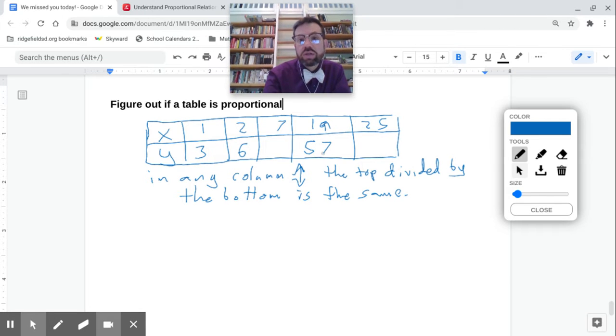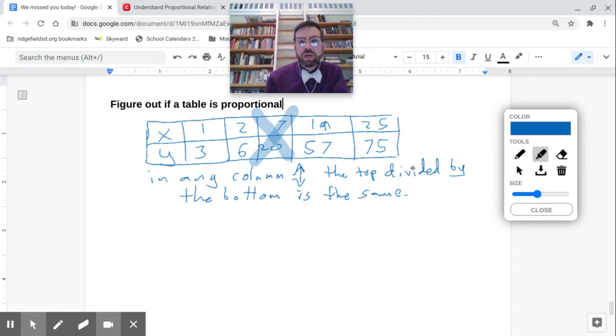to 57, and 25 to 75, you should just go through and say, okay, is 3 times as big as 1? Is 6 3 times as big as 2? Is 20 3 times as big? Uh-oh. 20 is not 3 times as big as 7. So this is not proportional. 57 is 3 times as big as 19. 75 is 3 times as big as 25. But 4 out of 5 is not good enough. It's got to be perfect.